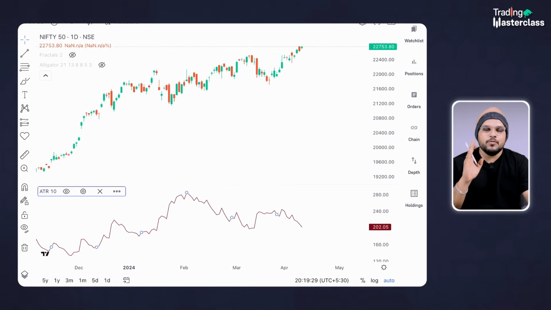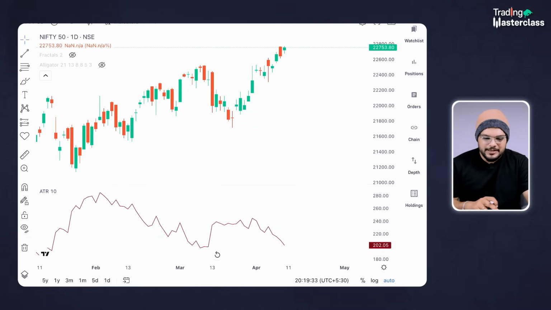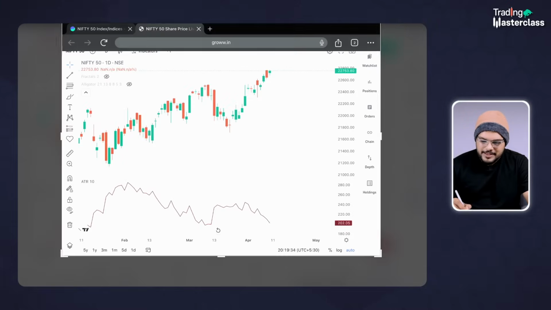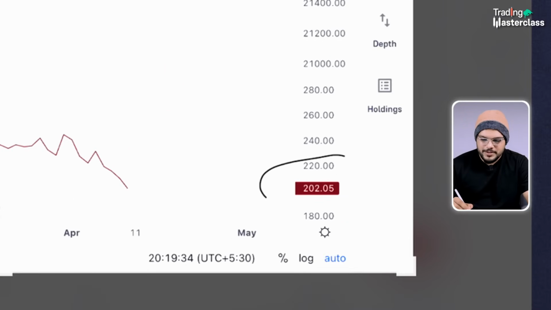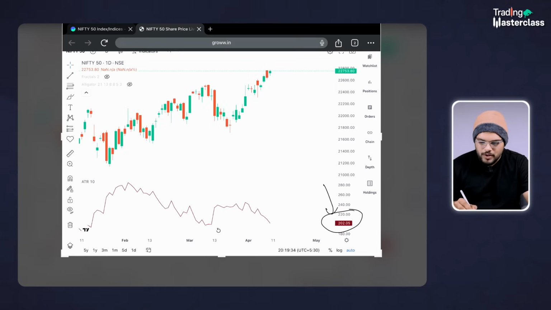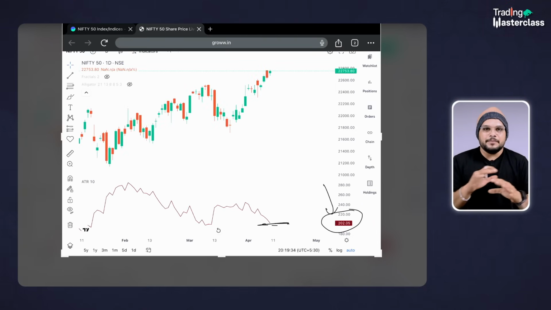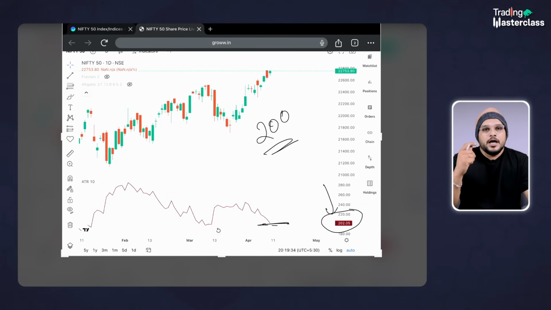Once this is done, most of our job is done. So the present ATR in the Nifty is 202 rupees. Focus here. So around 200 rupees, right? Which means the range of the market in the present condition is approximately 200. All right. So now we have to calculate two important levels. So I want your complete attention now.